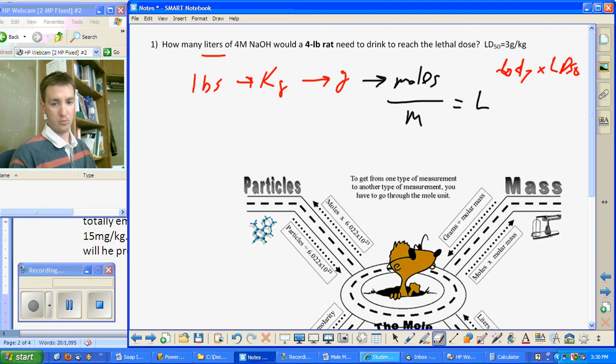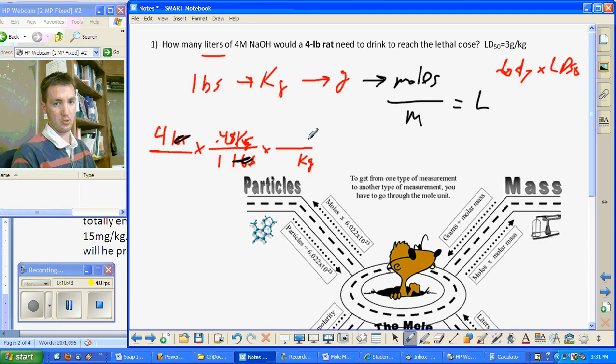Okay, so let's do some math. So we know I have 4 pounds. I'm going to get rid of pounds, turn it into kilograms. So I know it's 0.45 kilograms, that's a 5, in 1 pound. So I just got rid of pounds. I'm going to turn kilograms of body weight into grams of poison. So 1 kilogram of body weight means I need to eat 3 grams of poison.